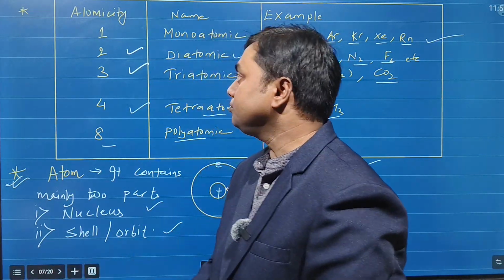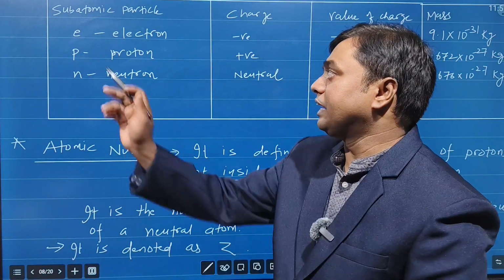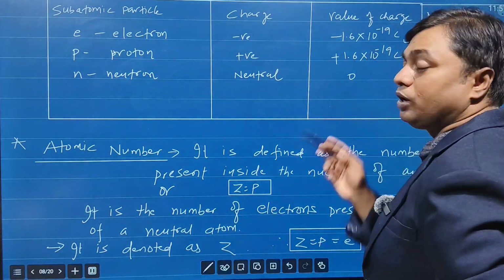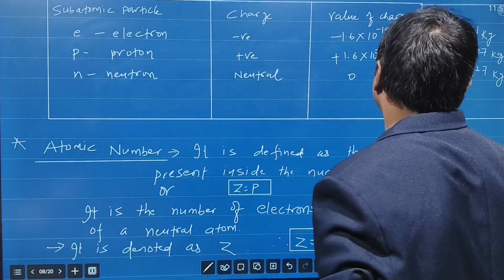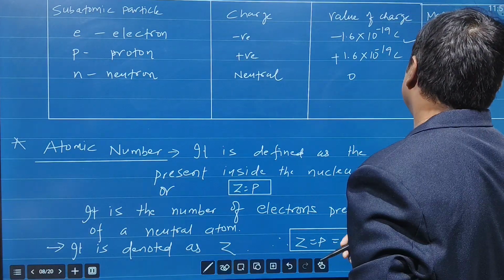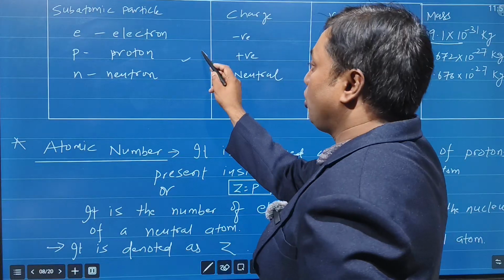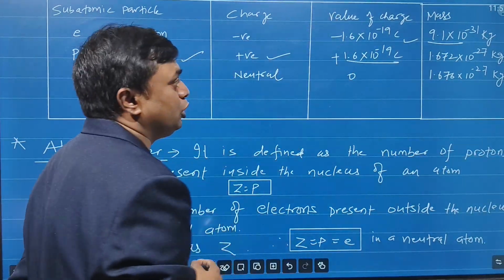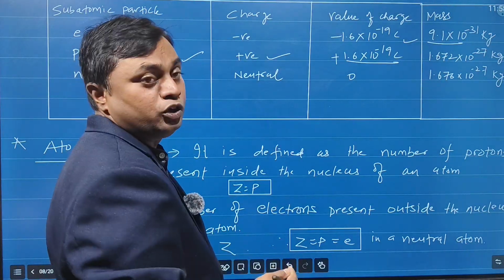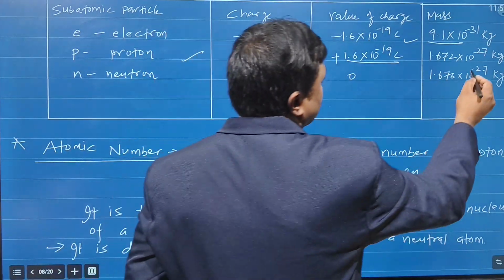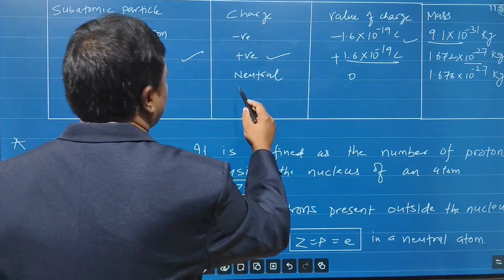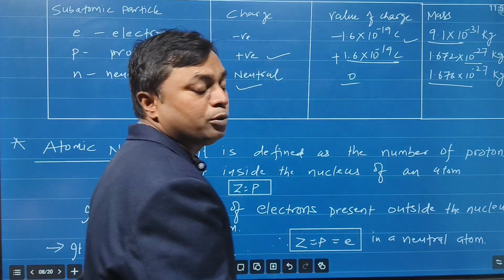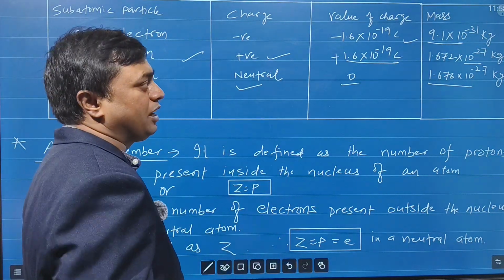Okay, few concepts of the next chapter, that is the structure of atom, we have also covered in this. So here subatomic particles: E is nothing but electron, the charge is negative. What is the value of charge? Minus 1.6 into 10 to the power minus 19 coulomb. Mass is 9.1 into 10 to the power minus 31 kg. P for protons, positive charge. Okay, the charge value is how much? 1.6 into 10 to the power minus 19 coulomb. And the mass value is approximately 1.6 into 10 to the power minus 27 kg. N for neutron, which is neutral, value is 0. The mass is nothing but 1.676 into 10 to the power minus 27 kg.